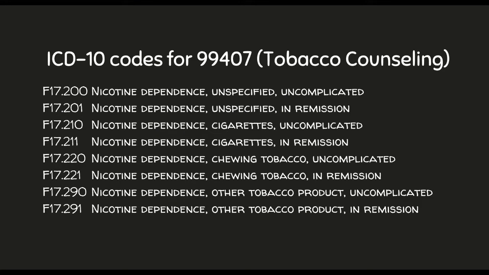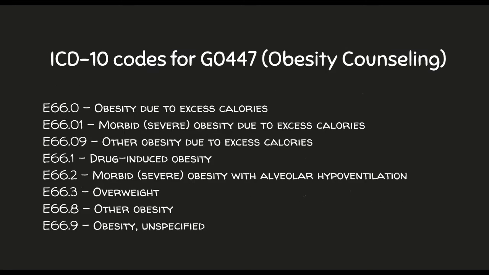Here are the codes utilized for tobacco counseling. Pretty self-explanatory as far as your nicotine dependence range. For obesity counseling, you'll have your E codes. Also allowable are the BMI range codes over 30.